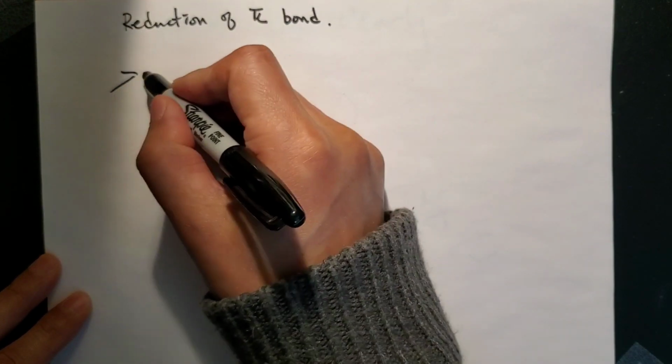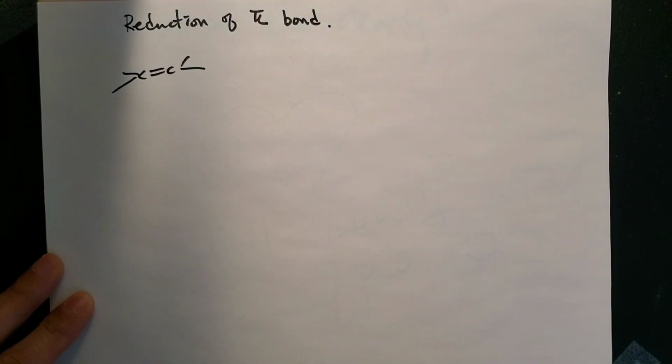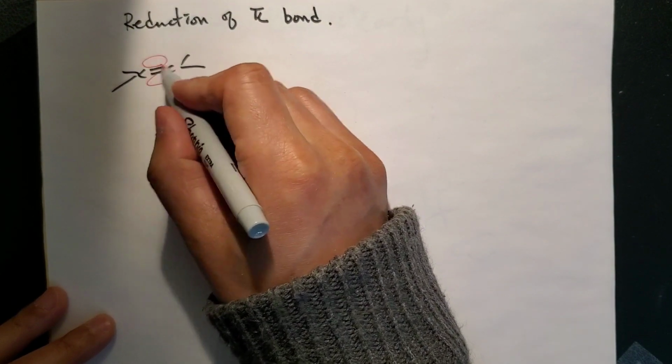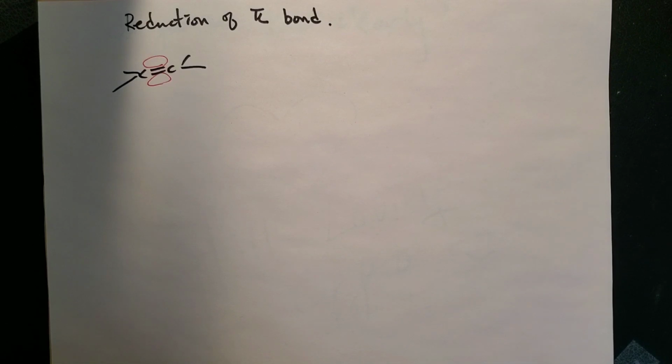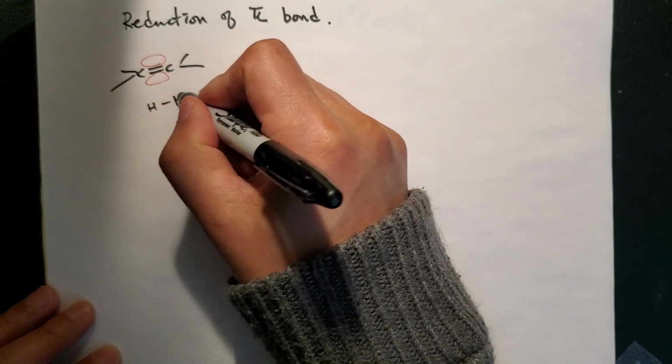You can imagine again sp2 carbons forming a double bond using two p orbitals. Then the electron density is located in the middle of the two carbons. Then you place hydrogen gas.